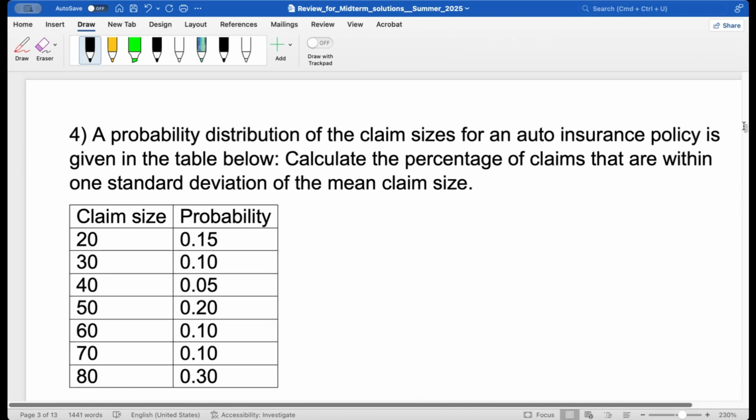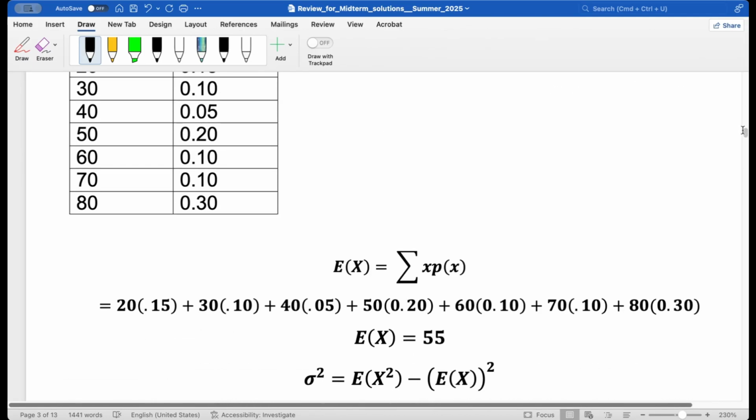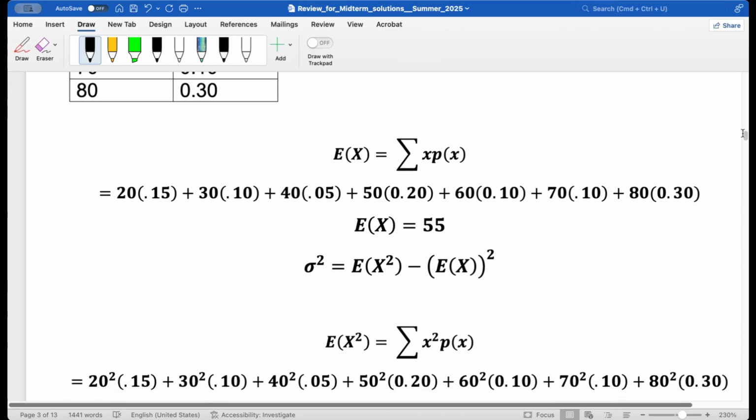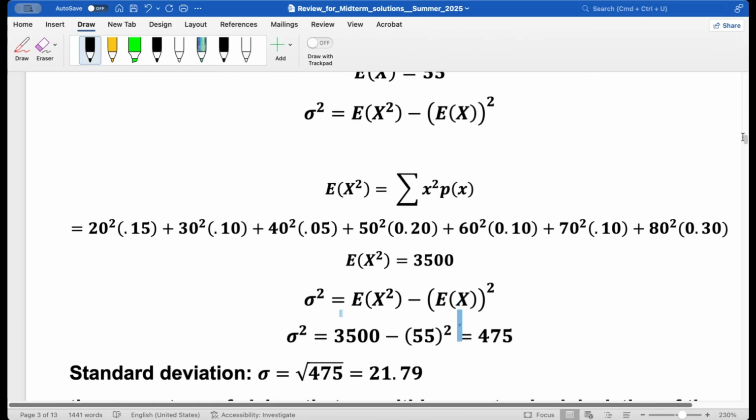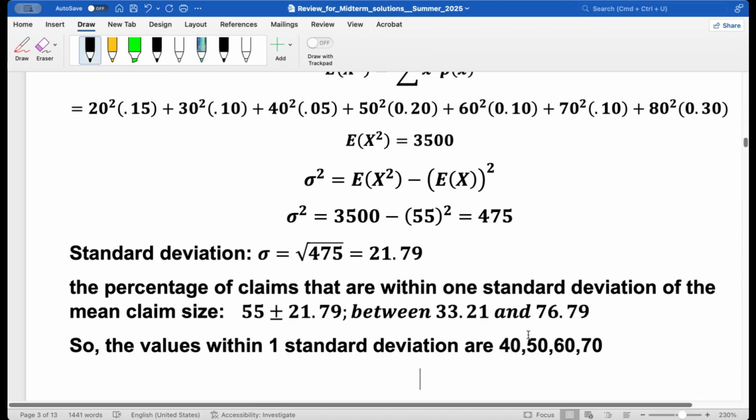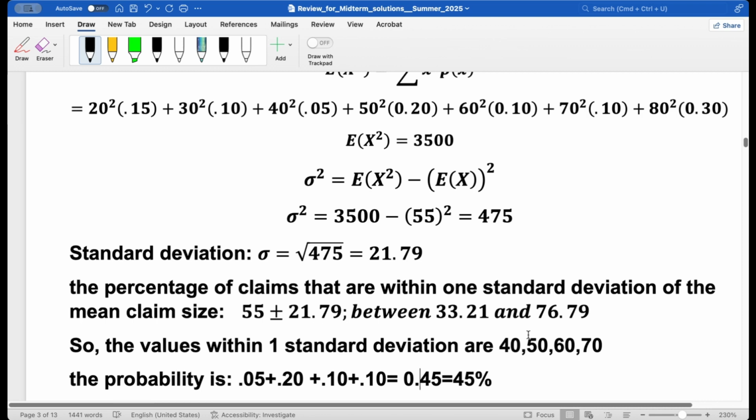So to regroup here, we had to find the mean, the expected value. We had to find the standard deviation, so we found the variance, which is E of x squared minus the mean squared. So we had to calculate E of x squared, then use that formula to get the variance, take the root to get the standard deviation, go up and down one copy of the standard deviation from the mean, minus 21.79, plus 21.79. That gave us a range of 33 to 76 roughly. The values in that range are 40, 50, 60, 70. The corresponding probabilities were 0.05, 0.20, 0.10, 0.10 for a total of 45%.